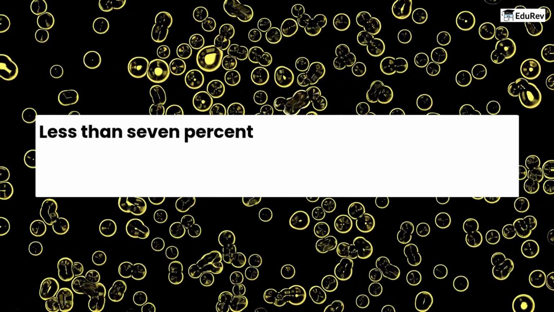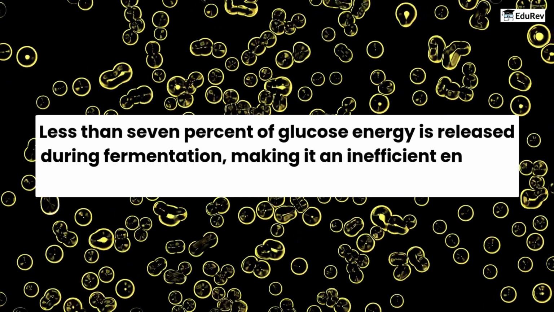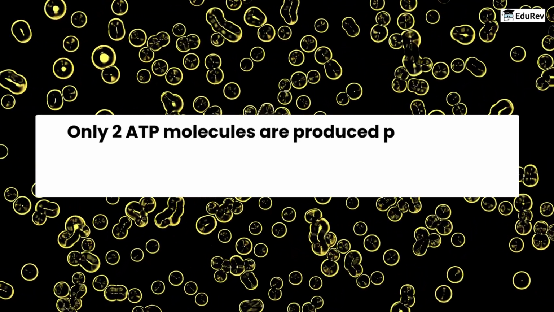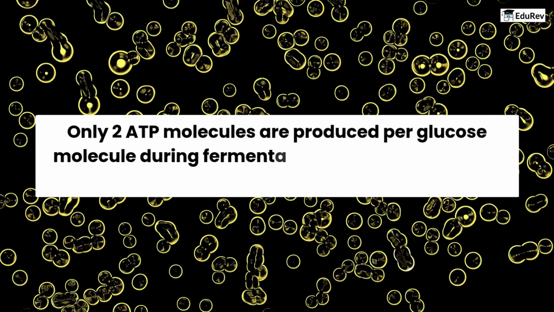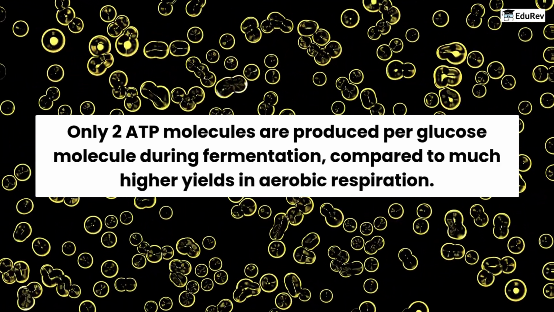Less than 7% of glucose energy is released during fermentation, making it an inefficient energy-yielding process. Only 2 ATP molecules are produced per glucose molecule during fermentation, compared to much higher yields in aerobic respiration.